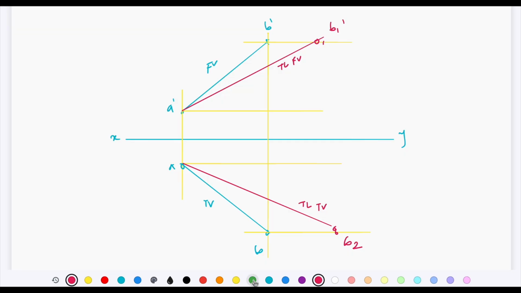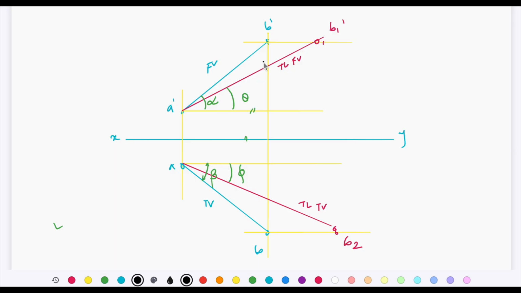Okay, now the inclination of the front view, that is A dash B dash with XY, is denoted by alpha. Inclination of the top view, that is AB with respect to XY, denoted by beta. Inclination of the true length with XY line, that is A dash B1 dash, denoted by theta. Inclination of the true length in top view, that is A B2 with XY, denoted by phi. We need to strictly stick to this convention.